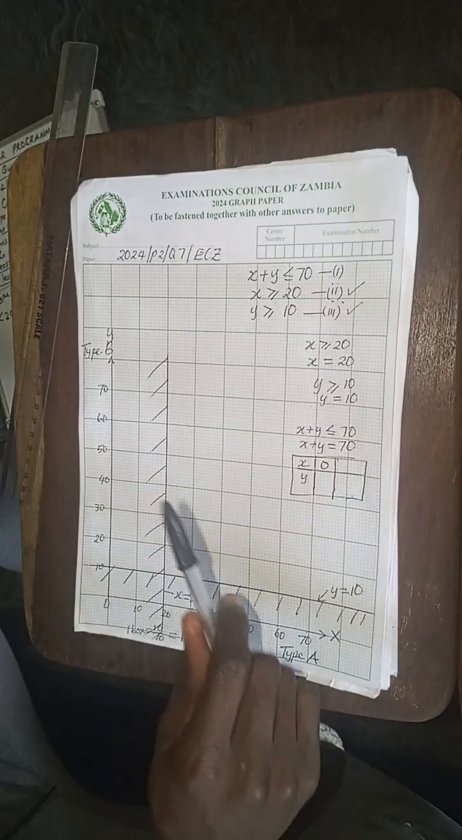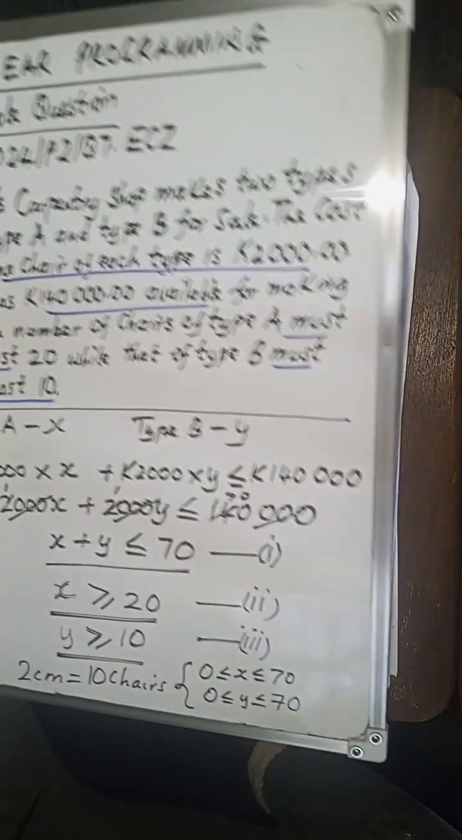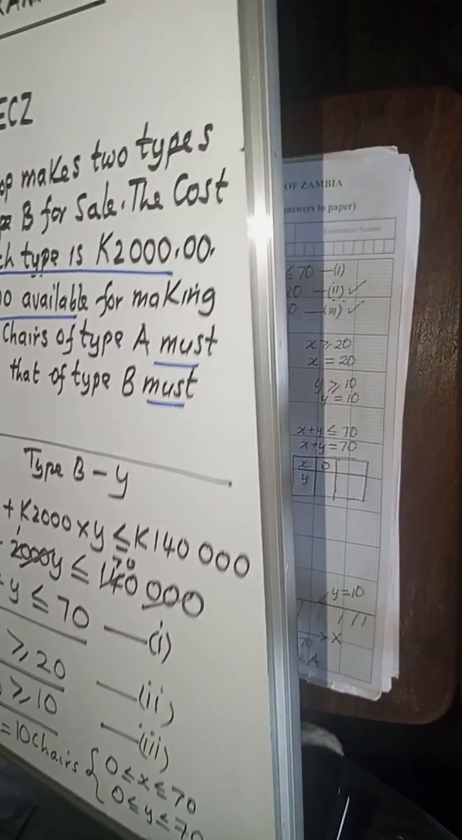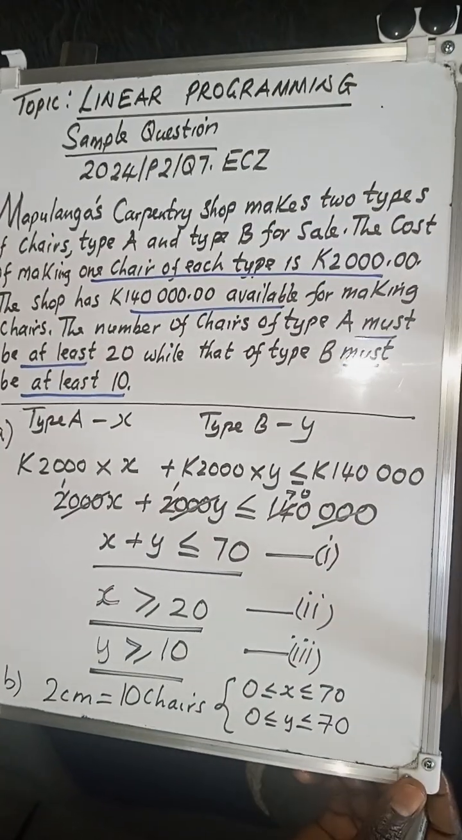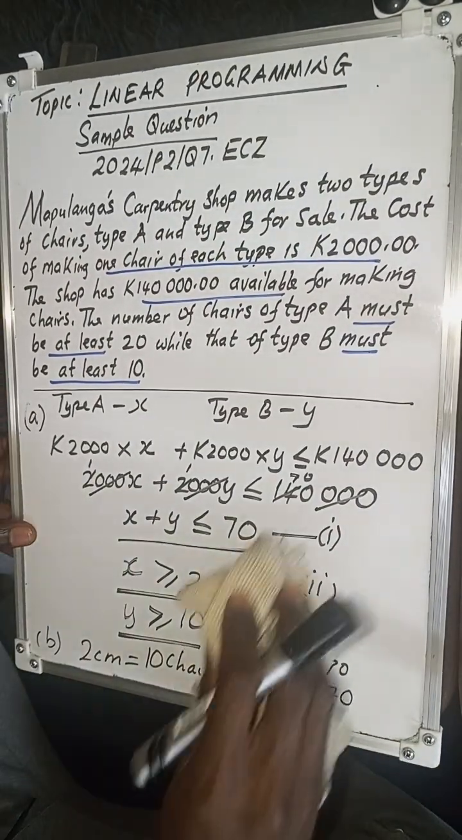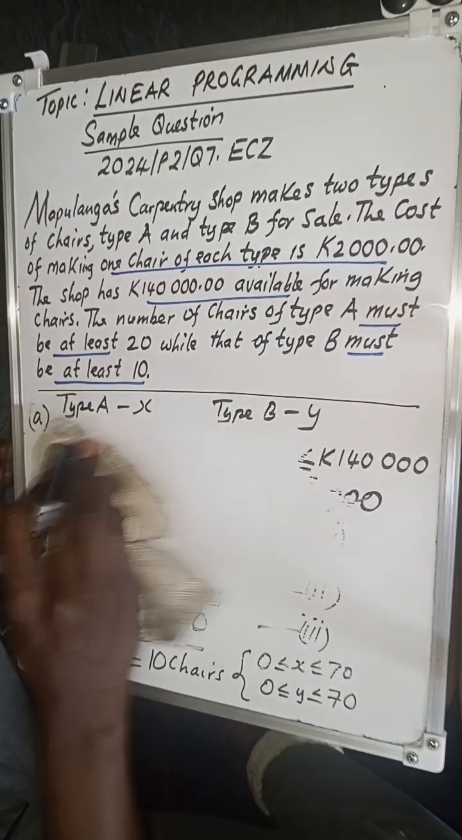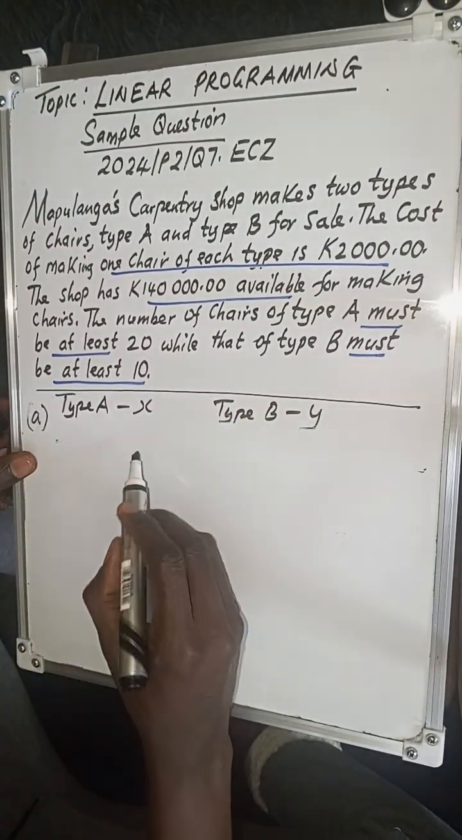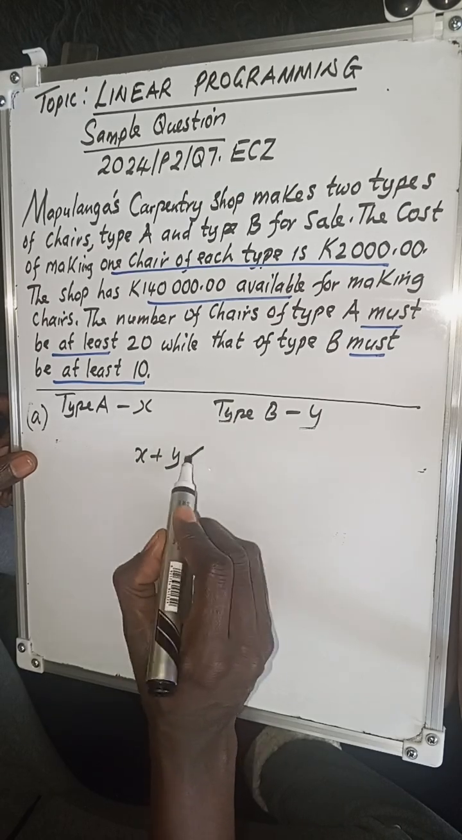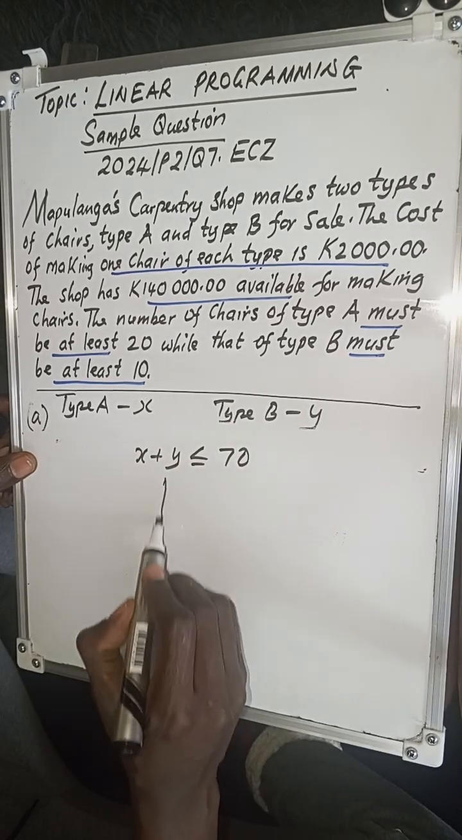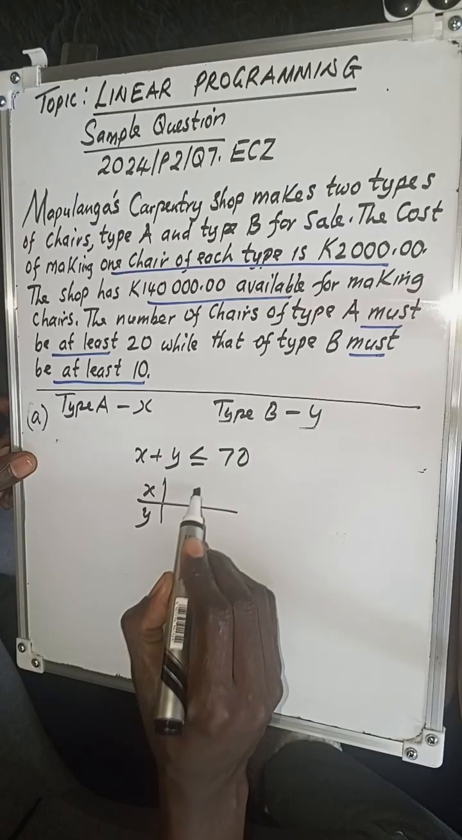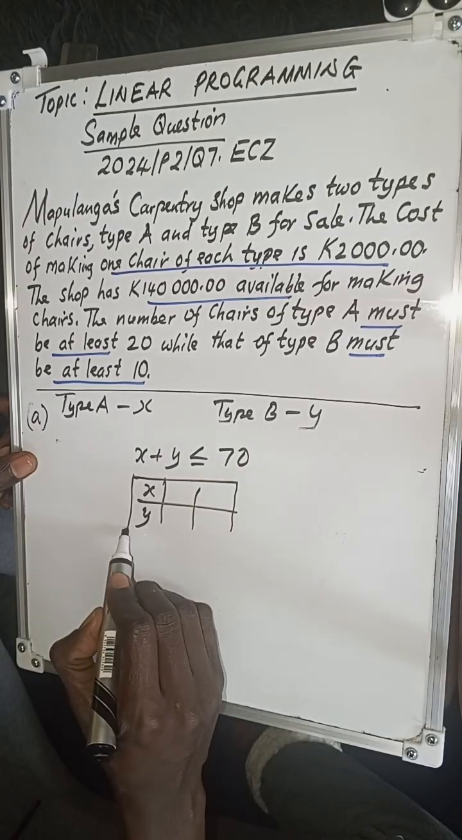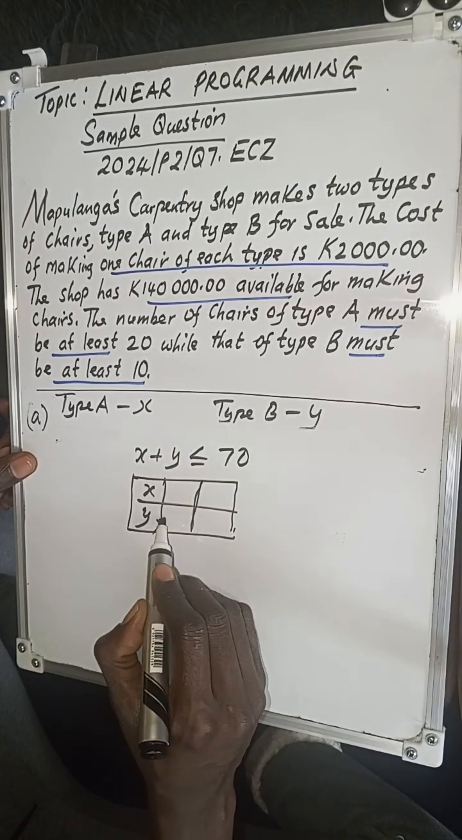That's what you do. So let me just use my whiteboard so that I can quickly demonstrate to you. Now clean up this section so that I actually demonstrate to you. So if you have the equation x plus y is less than or equal to 70, you put up a table. You just need two values of x and their corresponding values of y.